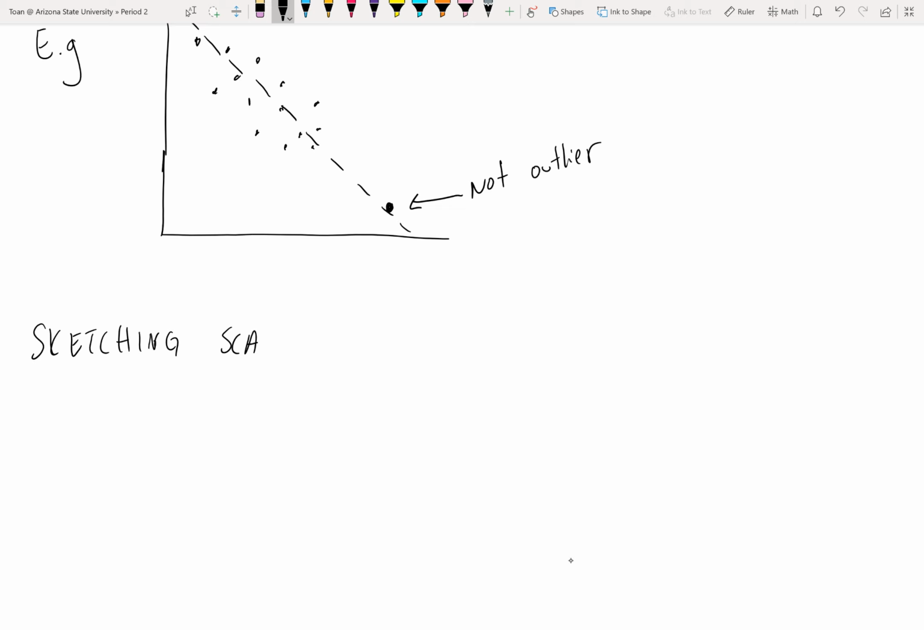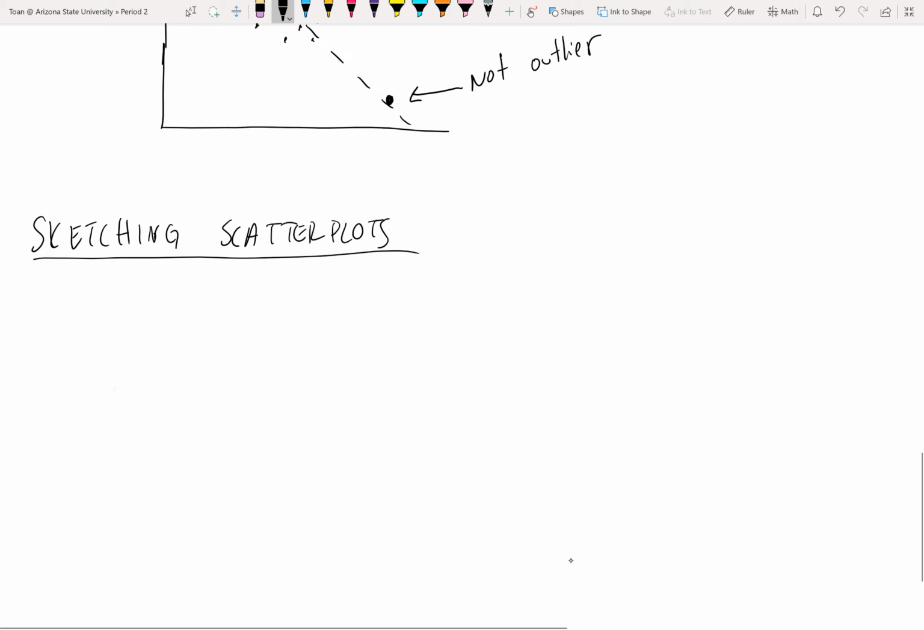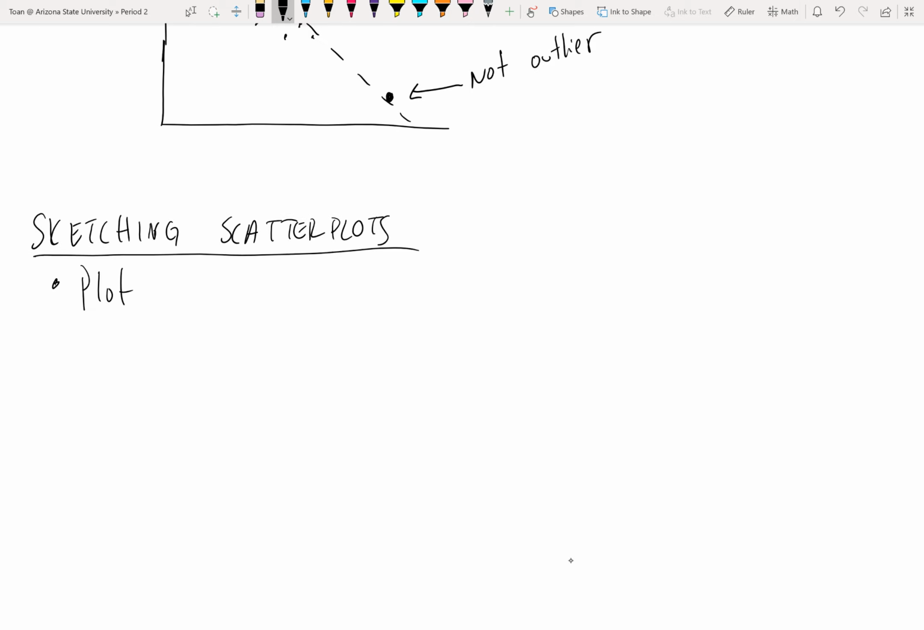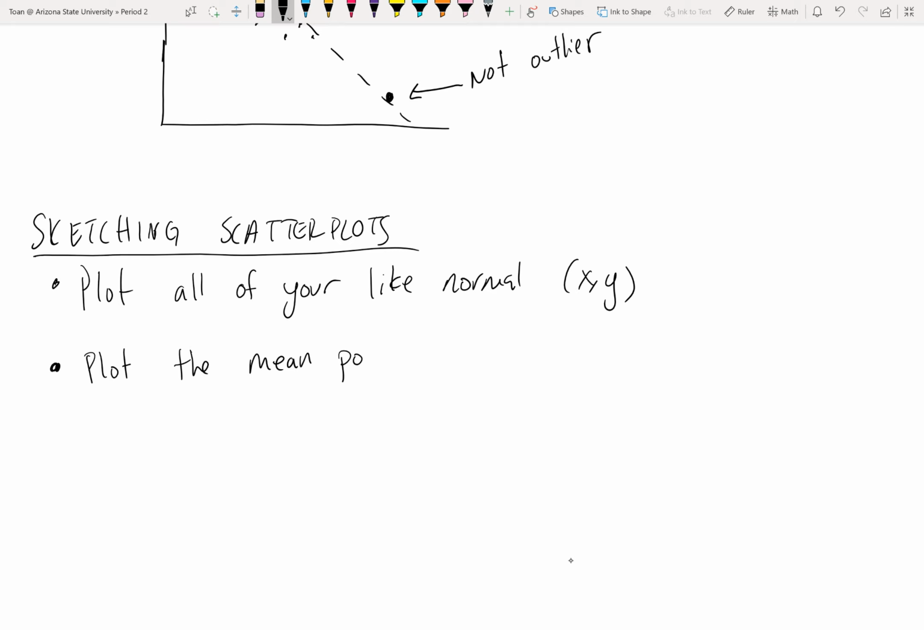Sketching scatter plots or scatter graphs. What you want to do is plot all of your data like normal. Just graph normal XY points. And the next bullet point is sort of a Mr. Vo thing. Not many people do this, but I sort of like to do this. I like to plot what I call the mean point. Now, he's not a mean point because he's a jerk, but that just means the average point. Take the average of the x, plot it with the average of the y.